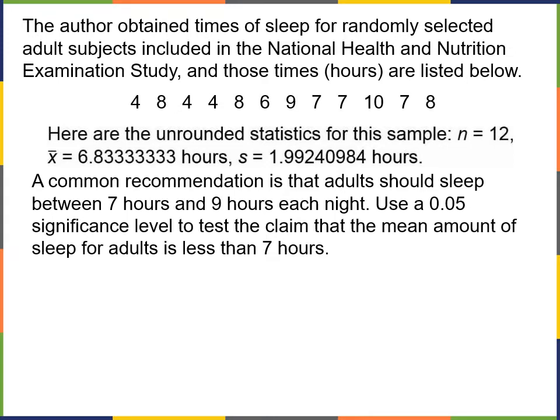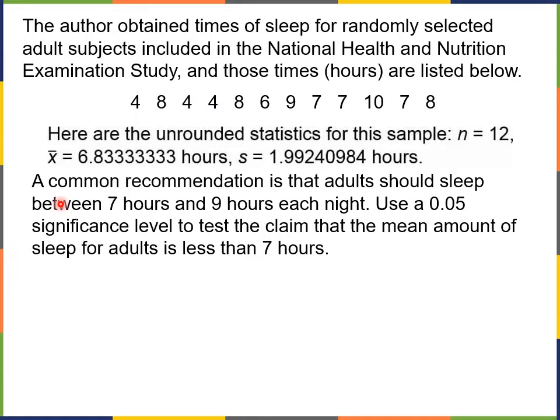So let's look at this. The author of the book obtained times of sleep for randomly selected adult subjects included in the National Health and Nutrition Examination Study. Those times in hours are listed here. So 4 hours, 8 hours, 4 hours, 4 hours, 8 hours, etc. Okay? So the unrounded statistics from this sample would be: the sample size is 12, the sample mean is 6.8333333, and the sample standard deviation is 1.99240984. Again, you could find the mean and the standard deviation from this sample using the formulas we've learned this semester.